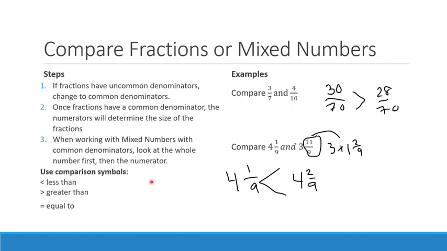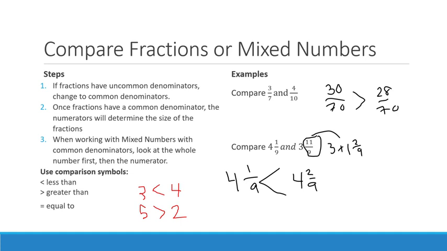When comparing fractions or mixed numbers, we're going to be using these comparison symbols. We always read these from left to right. So this is the less than symbol. If we had, say, 3 and 4, 3 would be less than 4. This one is greater than, again, reading it from left to right. 5 is greater than 2. And then, of course, equal to. We're all familiar with that one.